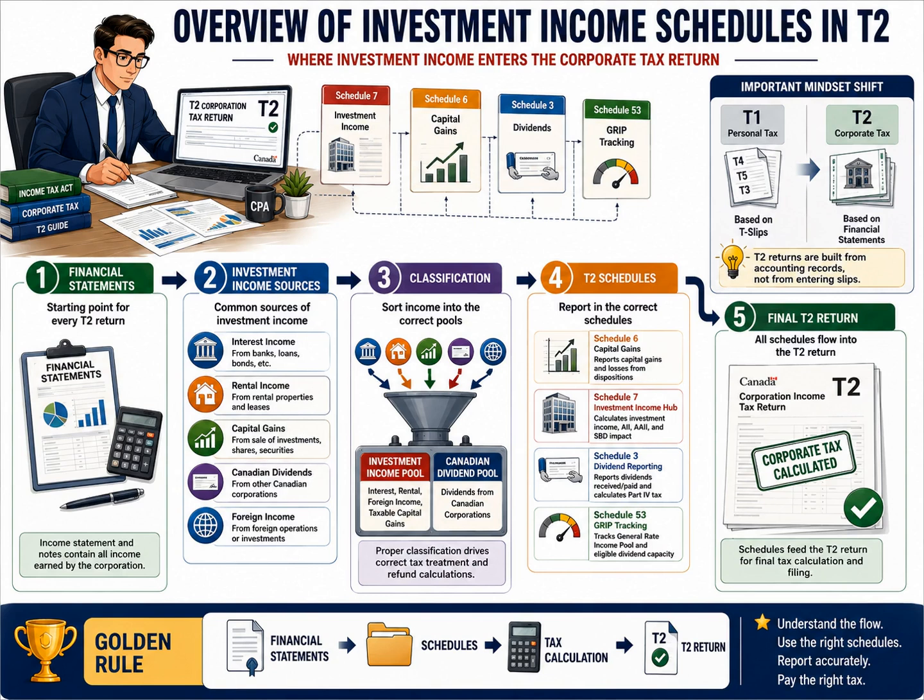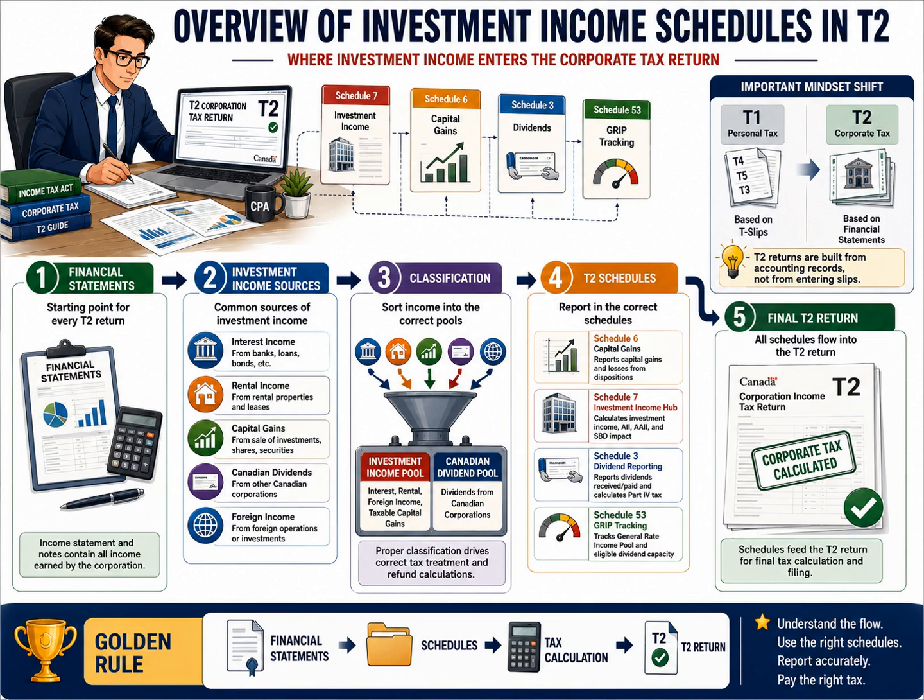These sources may include interest income, rental income, capital gains, Canadian dividends, and foreign income. Once the income has been identified, the next step is classification. Different types of investment income must be sorted into the appropriate income pools. Most passive income, such as interest, rental income, foreign income, and taxable capital gains, will flow into the investment income pool. Canadian dividends are tracked separately because they are subject to their own unique tax rules.